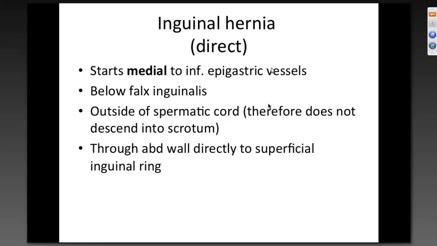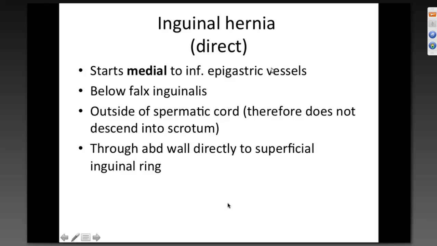The easiest way to spot it for test and board purposes is it's going to be the one that runs medial to the inferior epigastric vessels. Now remember, the vessels that we're talking about are paired. So in order to know what's lateral and medial, you have to remember which is the medial side of the triangle. You have to flip it as you go to the other side.